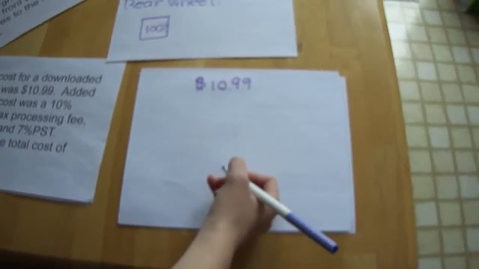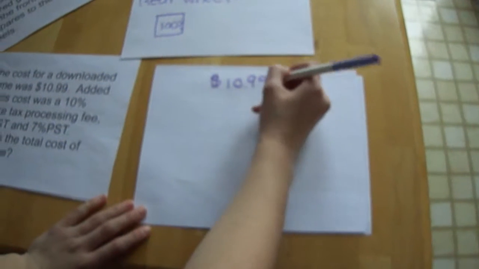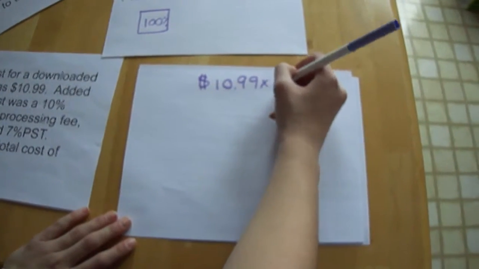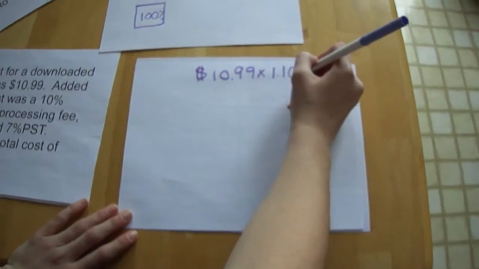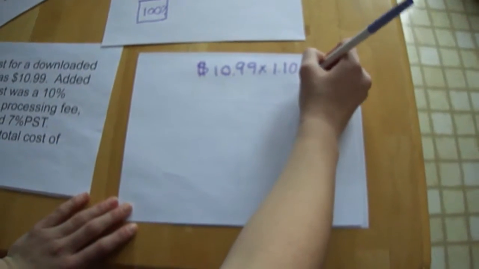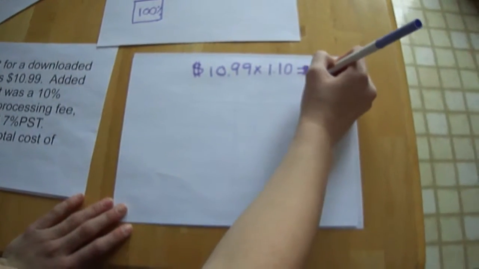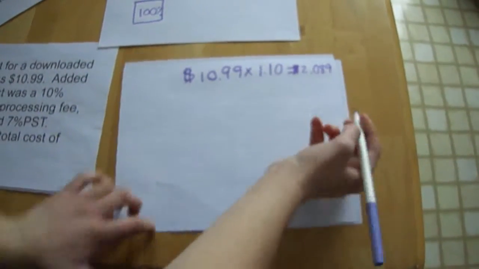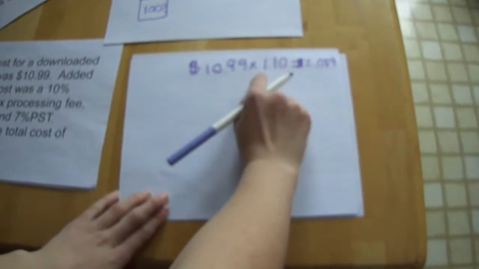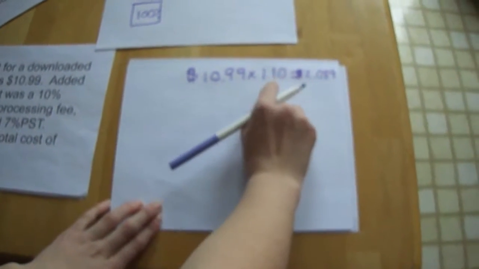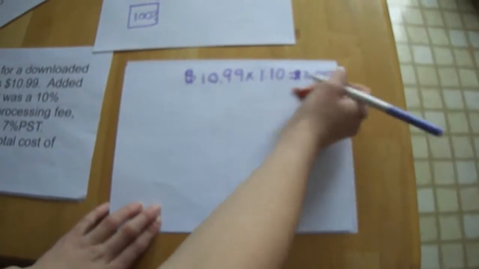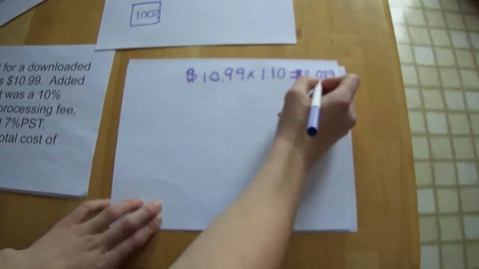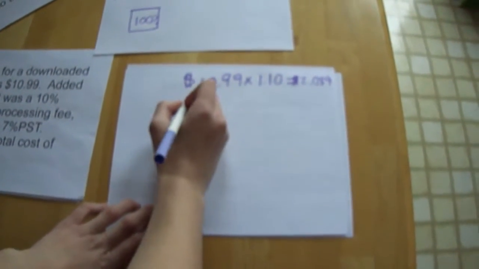$10.99. And from there, you multiply it by 1.10 to get $12.89. I used the one in front because this would be your whole, and then you need 10% of that. So there. And I'm not going to round this up yet because we still have the second part to do.